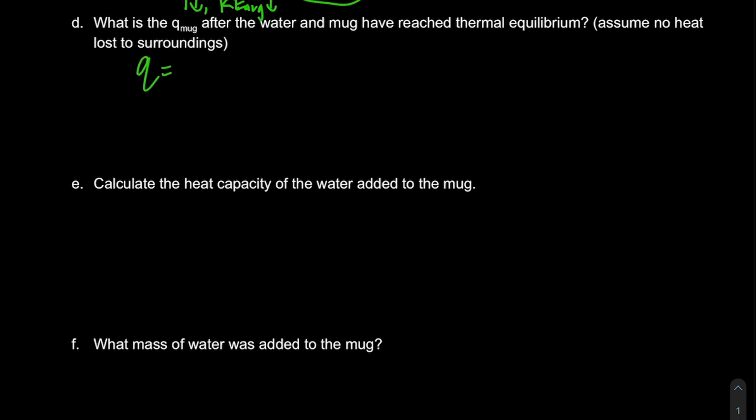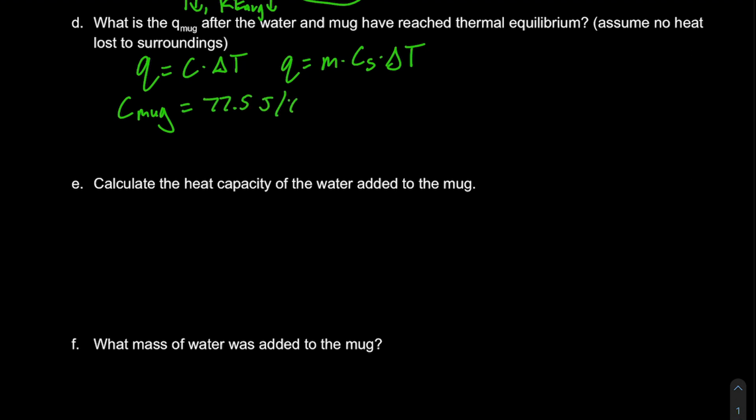So again, we use these two possible circumstances, Q equals C delta T or Q equals MCS delta T, or specific heat capacity. We can again use either one of these, but what we notice is that we already know the heat capacity of the mug, which is 77.5 joules per degree Celsius. And so now as our mug is going to increase in temperature, it's going to absorb heat based upon that heat capacity. So it probably makes sense for us to use our first relationship here, Q equals C delta T.